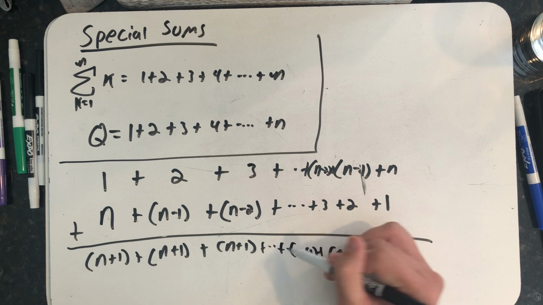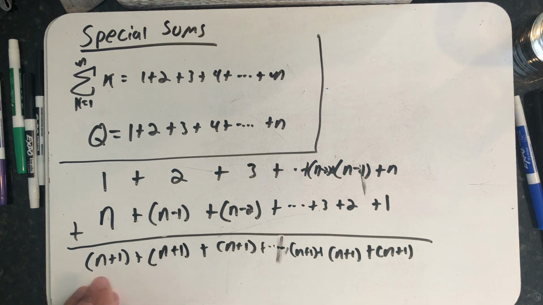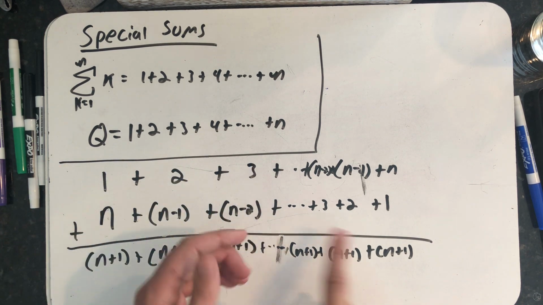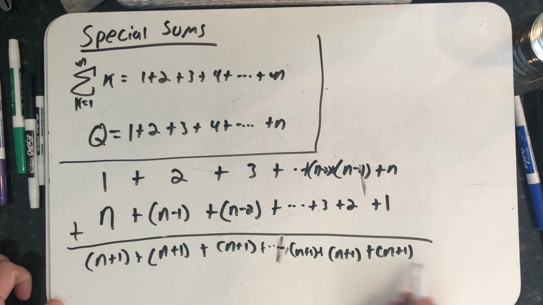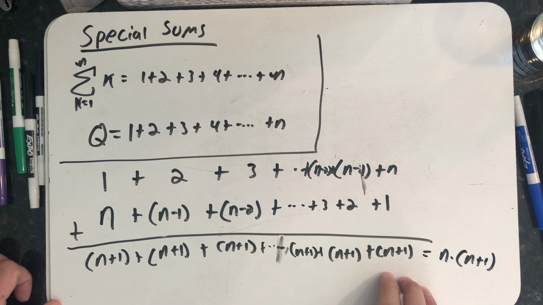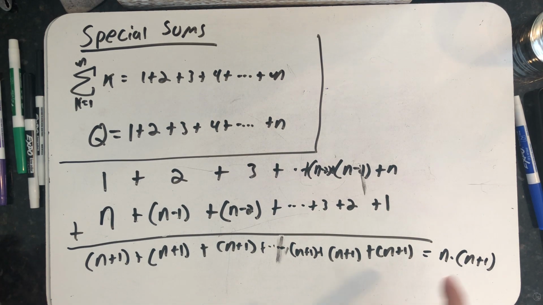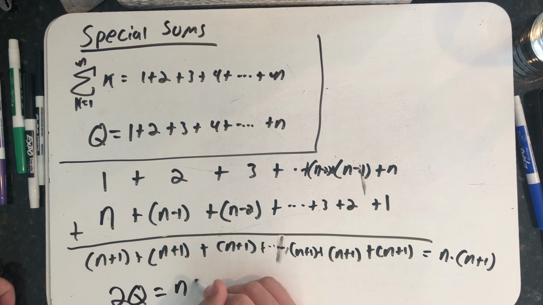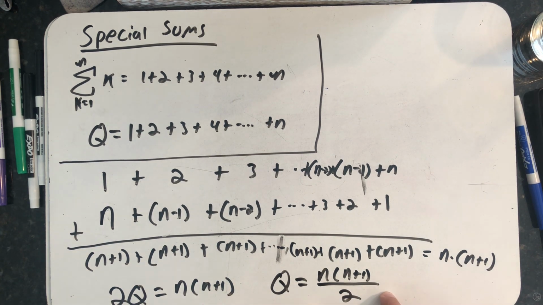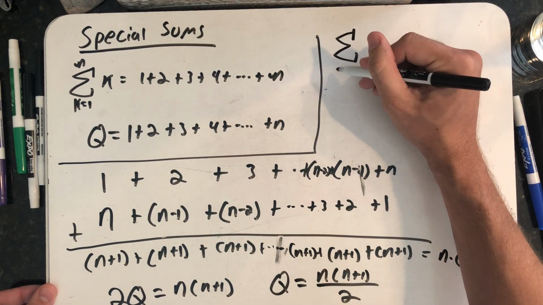So I have this long list of things I'm adding together, n plus 1 plus n plus 1 plus n plus 1. And I know how many n plus 1s I'm adding together, because there's one in each column, and there are n columns. So this number has to be n times n plus 1, right? I'm adding n plus 1 to itself n times. But this number is q plus q, which means the number I just got was 2 times q. So q is n times n plus 1 all over 2. And so that becomes a special formula for the sum of the first n whole numbers.